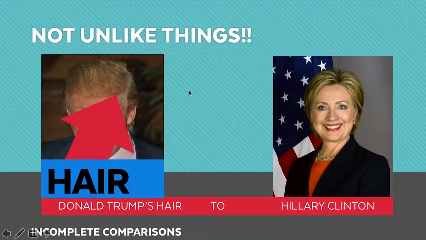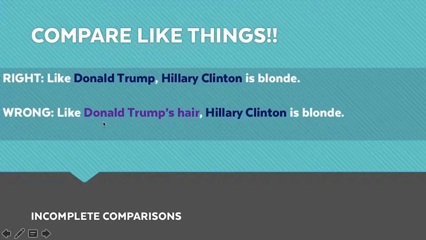Now, what we don't want to do is compare unlike things. So here we have Donald Trump's hair. Donald Trump's hair is not a person, right? Hillary Clinton is a person. We can't compare these two things. So let's take a look. We can't say like Donald Trump's hair, Hillary Clinton is blonde. Now we could say Hillary Clinton is blonde. We could say Donald Trump's hair is blonde, but this sentence does not work because the two things being compared are not in parallel form.